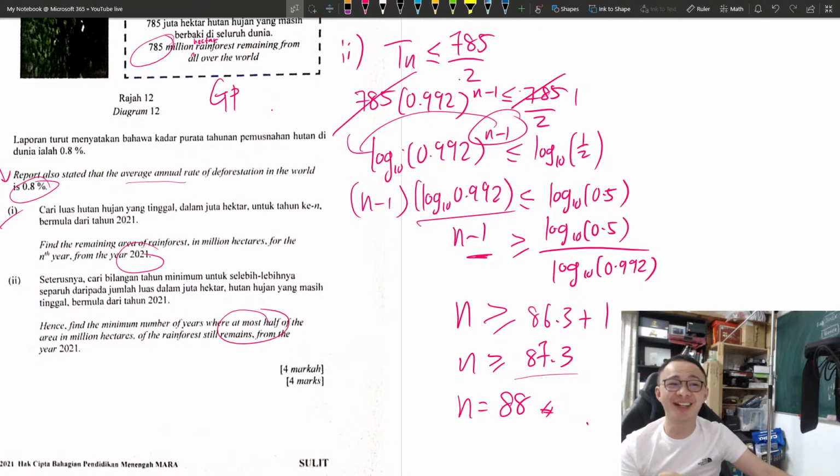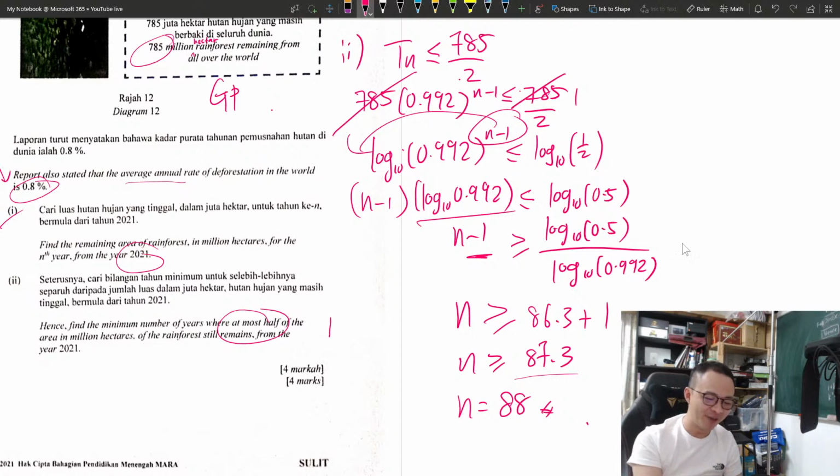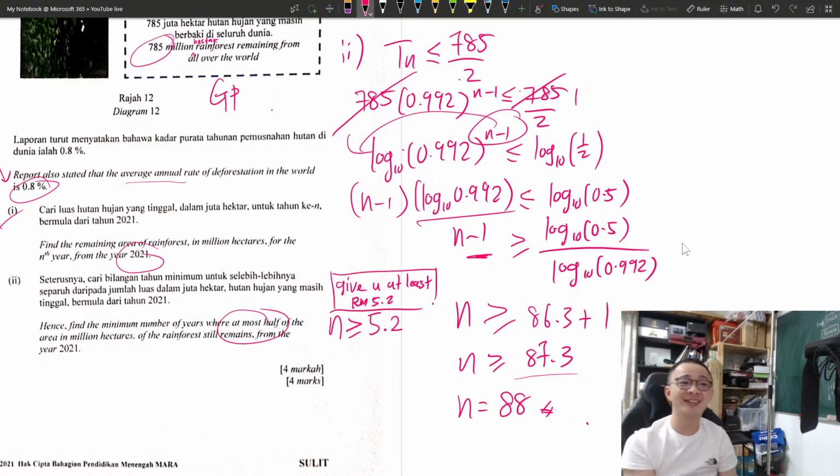Why not 87? Yeah, it's a very good question. Because some students might think, yeah, why not 87? So if today, I say, I will give you at least 5 ringgit. Okay? I mean, I will give you at least 5 ringgit. Or at least 5.2 ringgit, let's say. I say I will give you at least 5.2 ringgit. Then in the inequality, we write n is bigger or equals to 5.2.